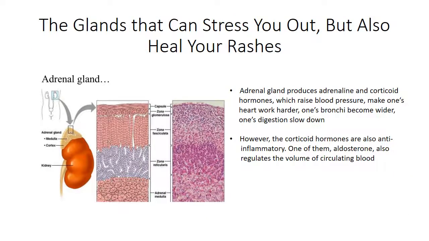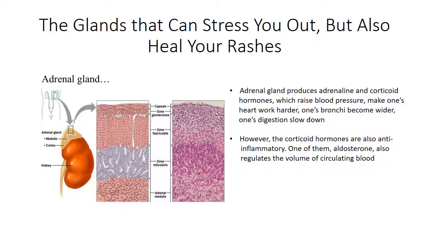Now, adrenal glands, the glands that can stress you out, but also heal your rashes. I invented this title. The adrenal gland, shown on top of the kidney on the left part of this picture, produces adrenal hormones. The adrenal hormones are of two different kinds because, like your book mentions, each adrenal gland is like a fusion of two glands.